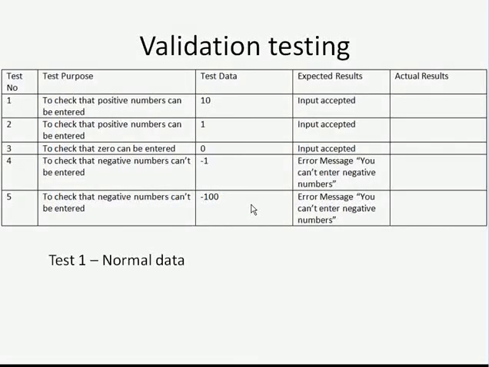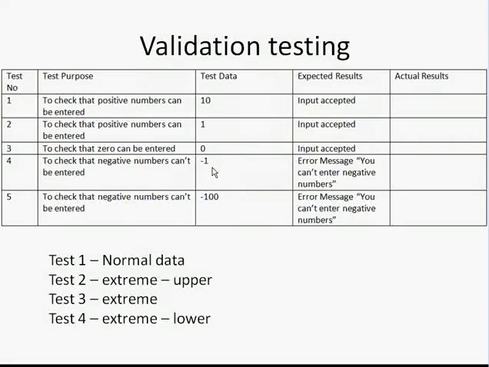Test 1 we would know as normal data, because 10 should be accepted, it is normal data. Test 2 we'd know as extreme data on the upper side, because it should be accepted, but it's almost the lowest number that can be accepted by the system. Test 3 is 0, and that is extreme data. That is the lowest number that can be accepted by the system. The highest number that isn't accepted by the system is -1. So that is also extreme test data, but on the lower side. And then we have erroneous data, data where we would definitely get an error. So -100 would definitely expect the error.